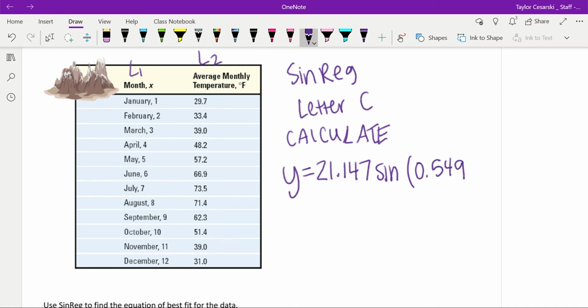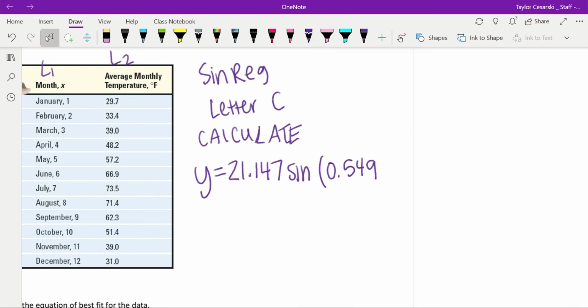0.549, and we'll talk about in a second what all these would mean. x plus C, which is actually going to be negative, so minus 2.350, and then plus D, so plus 51.193. So my amplitude of this graph would be that 21.147.